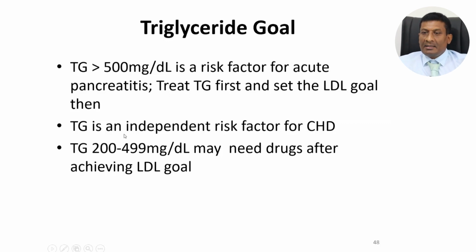Triglyceride is also a risk factor for coronary heart diseases. It's an independent risk factor, which means even if you are perfectly normal except for a high triglyceride, you still have a risk of coronary heart diseases. So a triglyceride level between 200 to 499 may need drugs after achieving the LDL goal. So the point is, anything above 500, you immediately treat to prevent acute pancreatitis. Anything between 200 to 499, you first treat your LDL, then you can come and treat your triglyceride later.